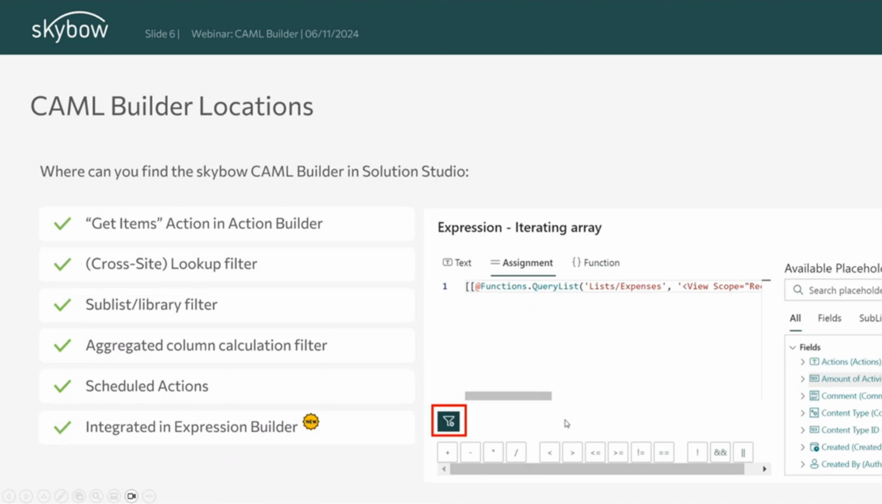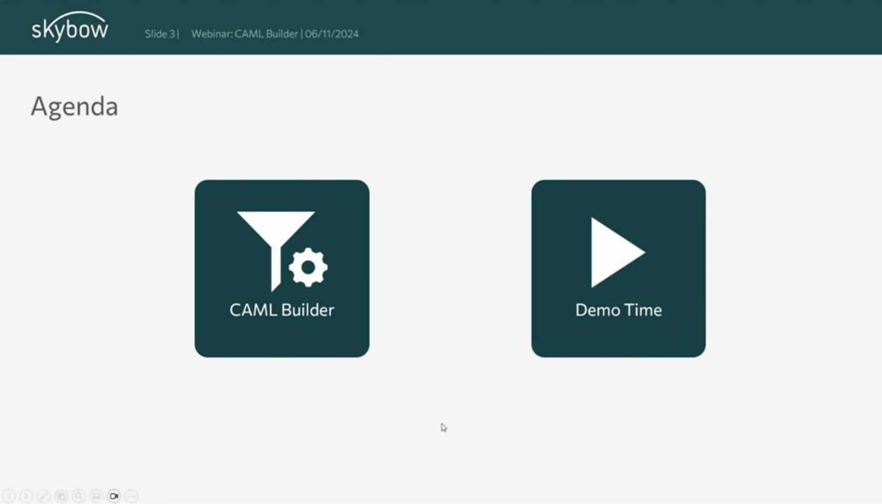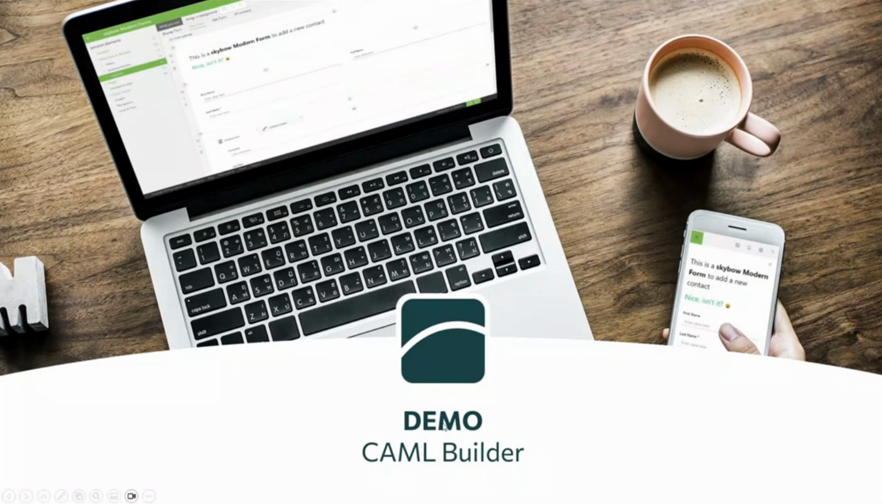Last but not least, and that's pretty new, only a couple of weeks ago, we've integrated the CAML builder into any expression editor, or at the bottom of the expression editor. So that's the expression editor here with the 3 modes here on top. You would see that new button showing up to open up the CAML builder and query any list directly from here. And that's also one thing I would like to show you and introduce you in the demo. So let's jump into the demo.